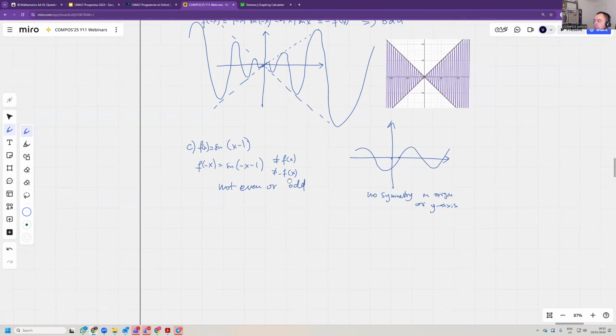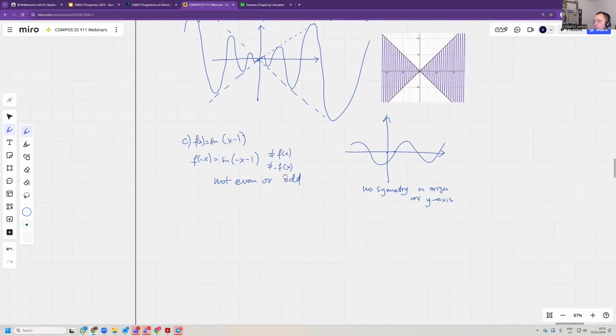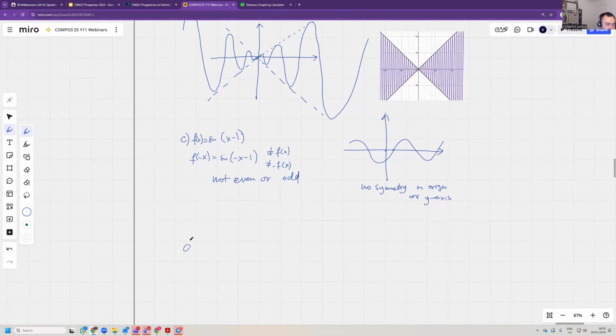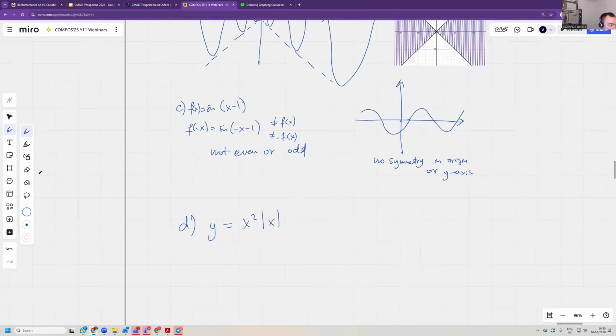D. y equals x squared modulus x. Once again, it's f of x. F of negative x, if you substitute negative x, is going to be negative x squared multiplied by modulus of negative x. Well, negative x squared is the same as x squared, and modulus of negative x is modulus x, so that's actually equal to f of x. So that means it is even.